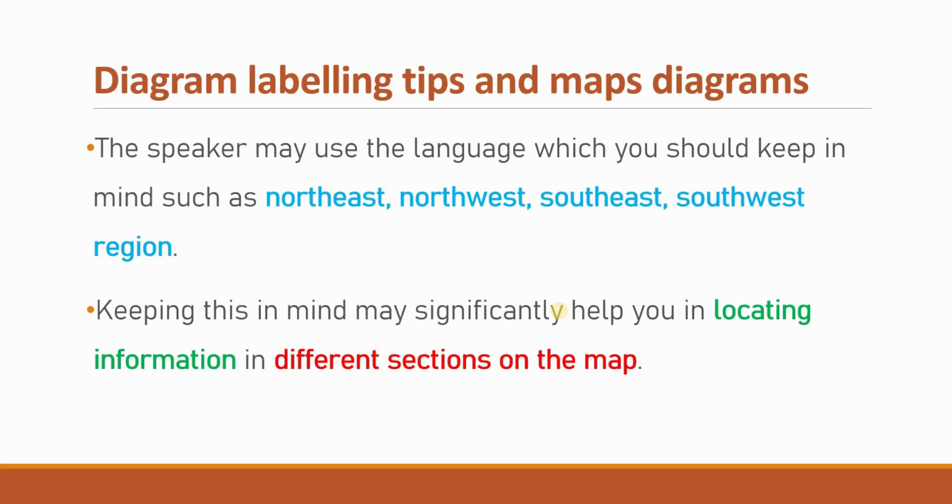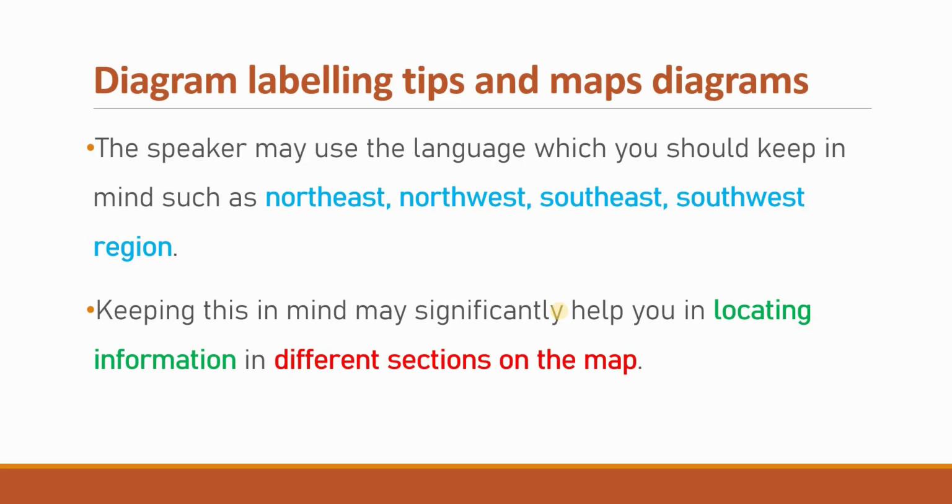The speaker may use the language you should keep in mind, such as northeast and northwest regions. So, what are they? You have to know where is northeast, where is northwest, where is southeast, where is southwest. I will tell you this in the last slide by a proper diagram. Keeping this in mind may significantly help you in locating information in different sections on the map. For example, the speaker may say that you should take a right turn, then a left, and then a right, and then in the northwest there is a home. So in that case, how will you find where is northwest? There is a proper strategy I will tell you in the last of the slide.